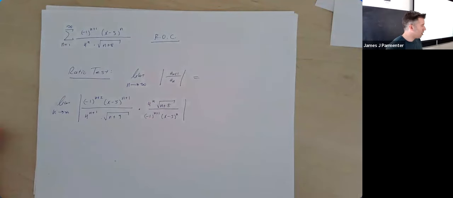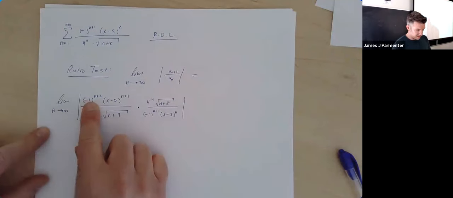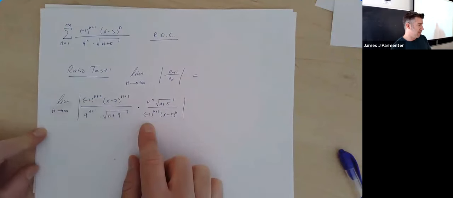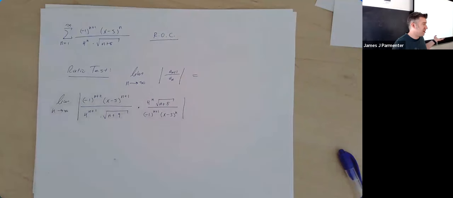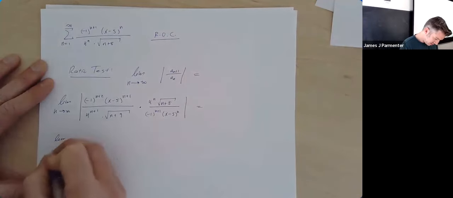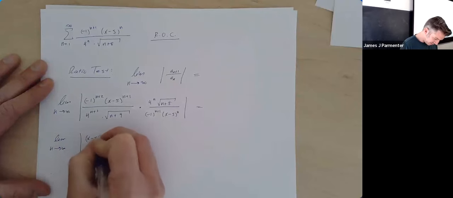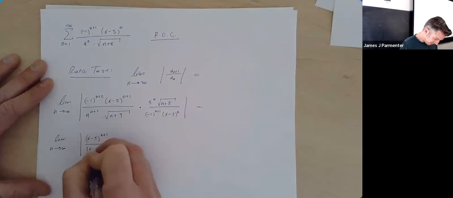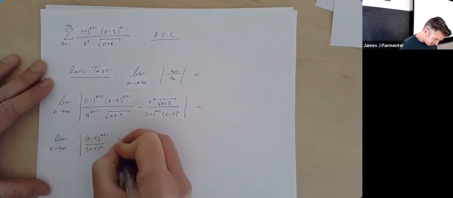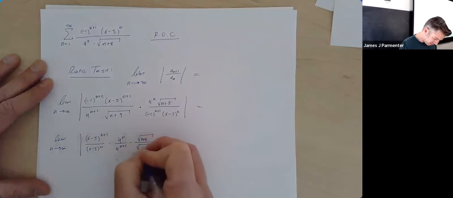And then we group all the like things together. I would also point out that (-1)^(n+2) divided by (-1)^(n+1) is (-1) to the first, but in the absolute value it doesn't actually matter, so I usually don't even write it in the next term. So I'm going to write the limit as n goes to infinity of (x-5)^(n+1) over (x-5)^n, times 4^n over 4^(n+1), times the square root of n+8 over the square root of n+9.